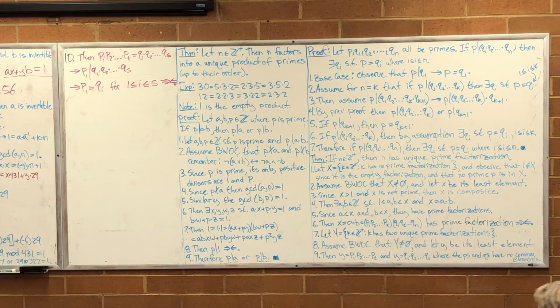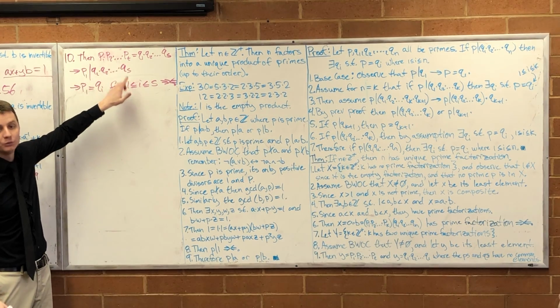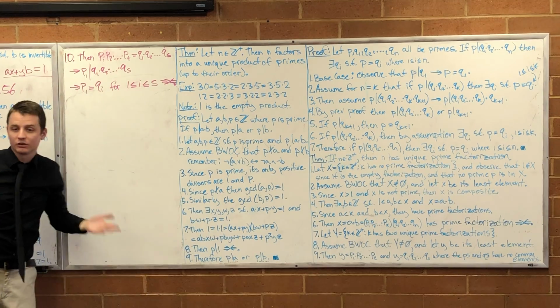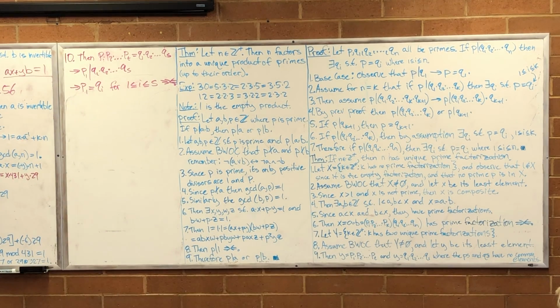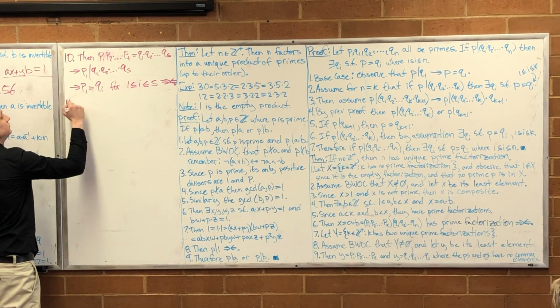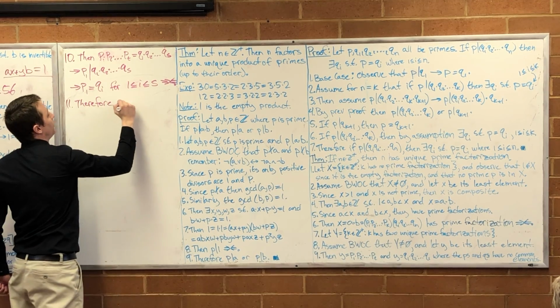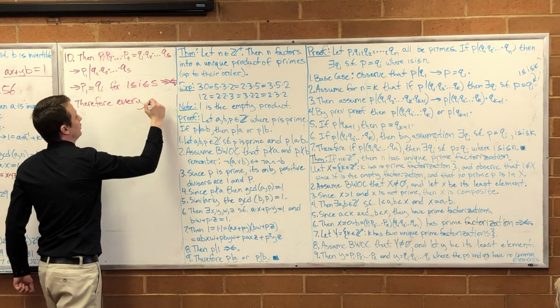Because those can't have any common elements. Right. If they did have any common elements, we could divide it out. We'd still have 2 equal numbers, and you'd get an element less than y, which is our least element. Follow that? Therefore, y is empty. Therefore, every positive integer has a unique prime factorization.